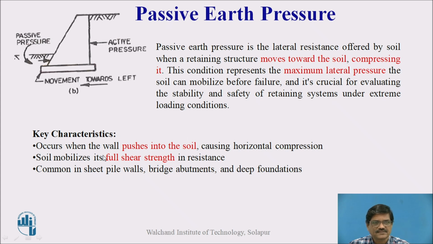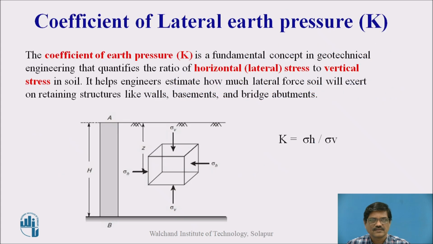Key characteristics, again, it occurs when the wall pushes into the soil and causes horizontal compression. The soil mobilizes its full shear strength in resistance, and this kind of earth pressure is quite common in sheet pile walls, bridge abutments and deep foundations where the retaining structures are likely to have the movement towards the backfill. It is like a compression of the soil mass.